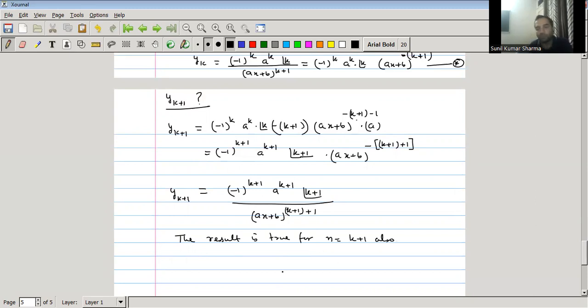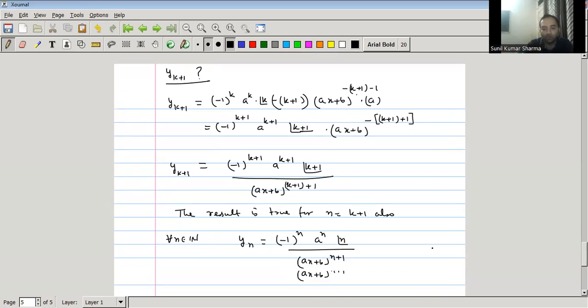So it means it is true for n equal to 1, and we assume that the result is true for n equal to k, and we prove that it is also true for k plus 1. It means you can take any natural number, the result holds true. So given any n in N, your yn is minus 1 to the power n, a to the power n factorial divided by ax plus b to the power n plus 1. But y is, what is y? y is 1 upon ax plus b.